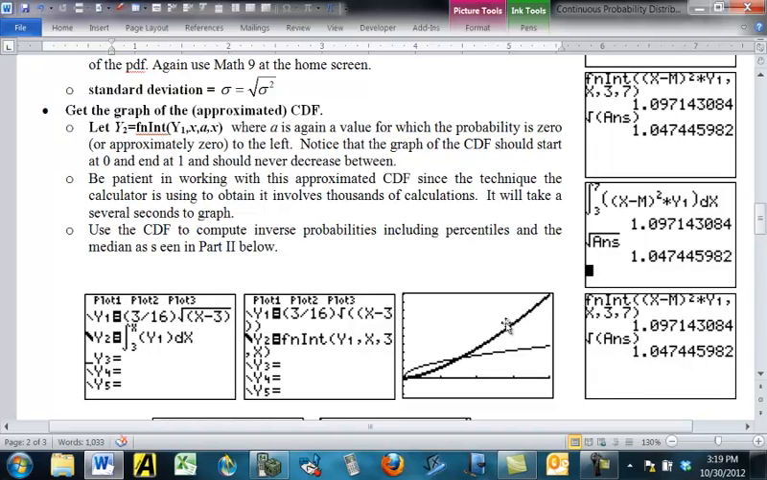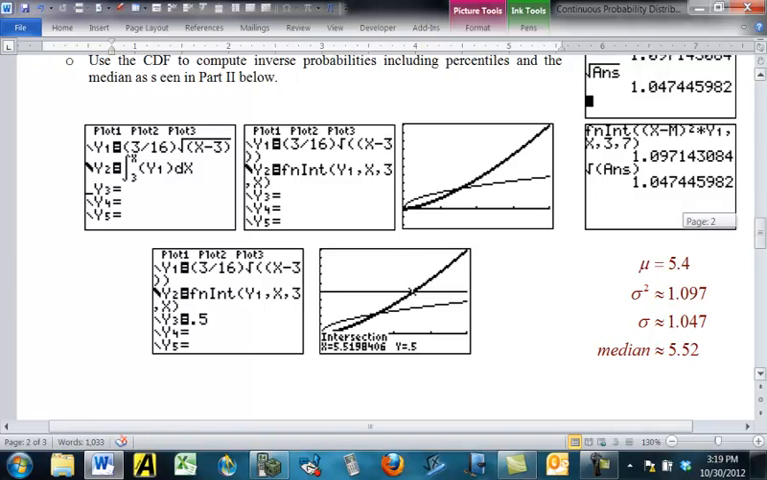How do you know it's an appropriate CDF? Well, it should start at 0 and end at 1 over that appropriate interval. When we're doing further calculations with this CDF, since it is approximated, it may take a little bit longer for those calculations to happen, particularly to do the graphs.